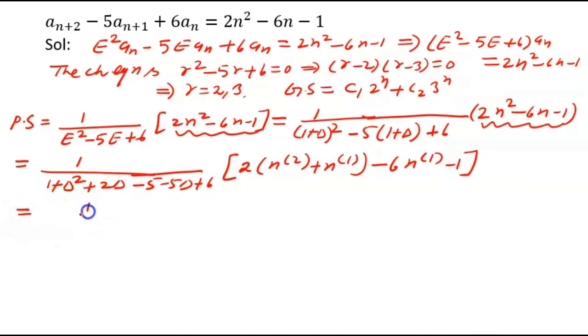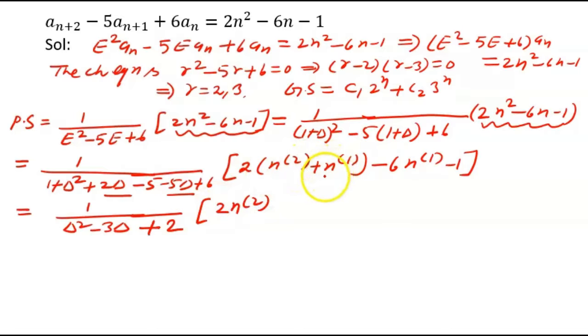So this expression becomes delta square plus 2 delta minus 5 delta, that is minus 3 delta, and plus 6 and plus 1, 7 minus 5 is plus 2. And here we get what? We get 2n to the power 2, and 2n to the power 1 minus 6n to the power 1, which will be minus 4n to the power 1 and minus 1. I hope you got it. So this is equal to what?